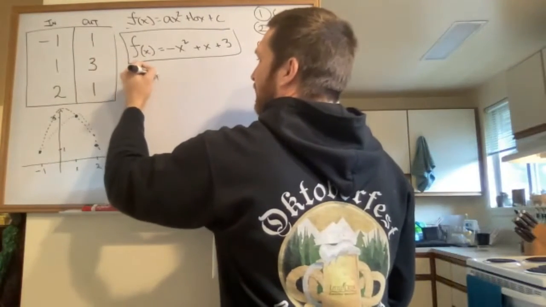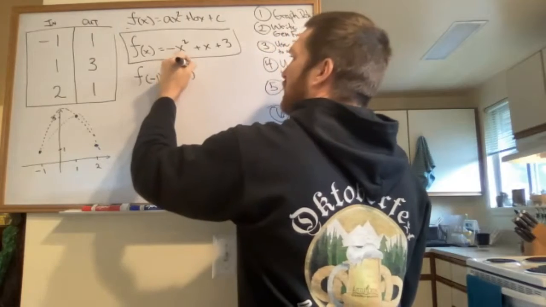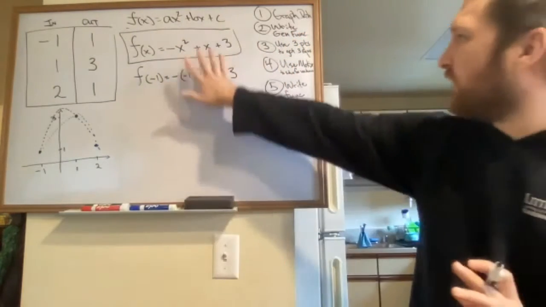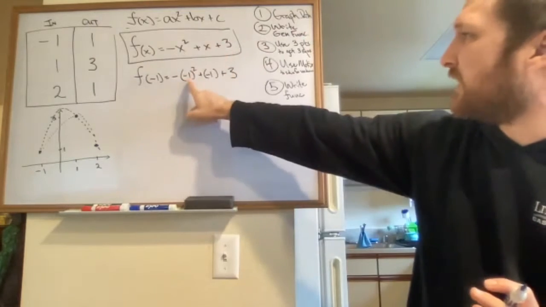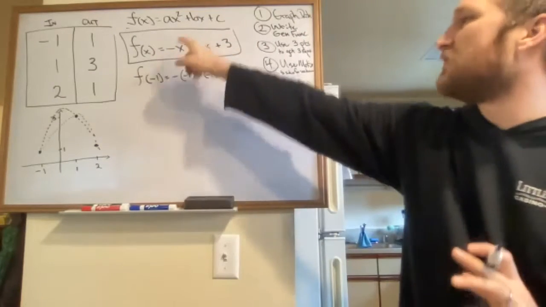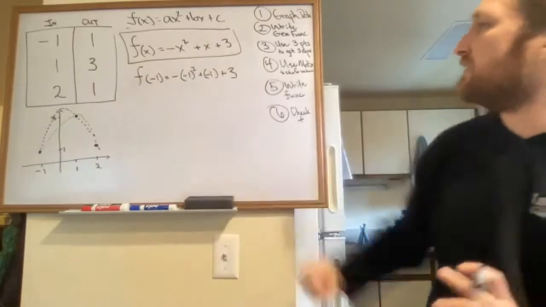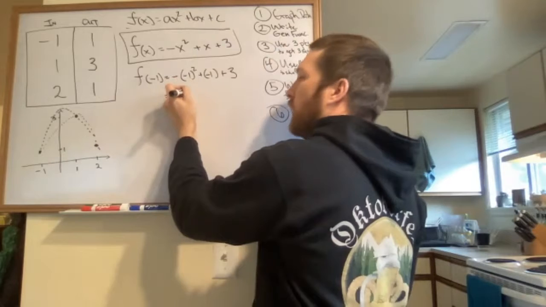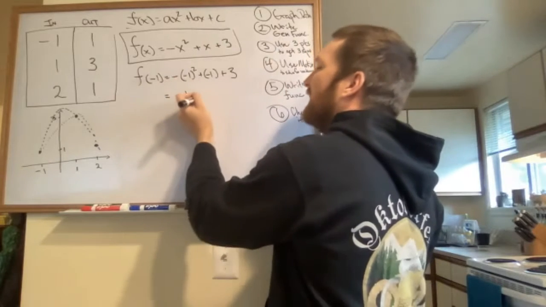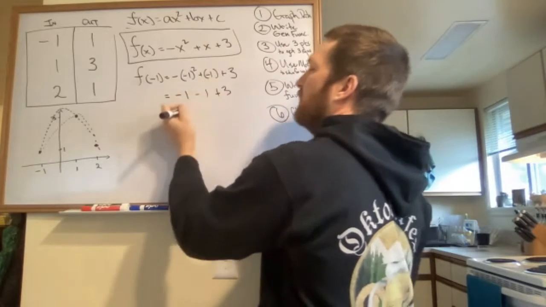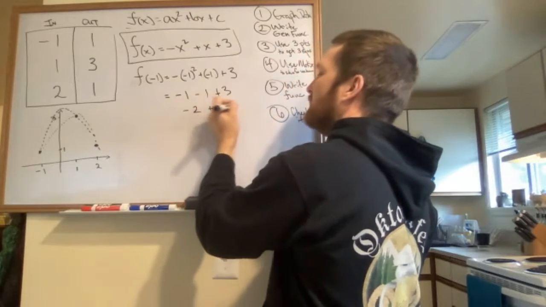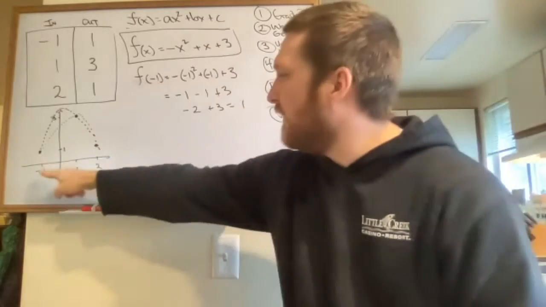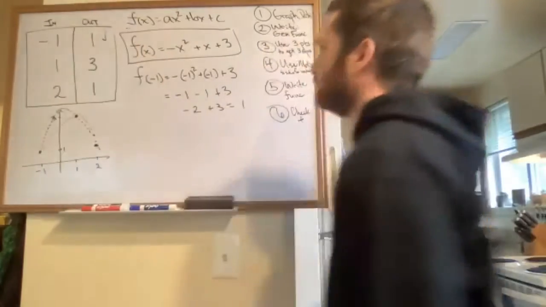f of -1 equals negative (-1) squared plus -1 plus 3. Making sure, just looking again to see, did I do this right? Yes. Okay. It's going to be negative something squared, and so the negative is going to go in there. Okay. So (-1) squared is +1. So that's -1 minus 1 plus 3. That's the same as -2 plus 3 is +1. I plug in a -1, I get out a +1. That point checks. We're good to go.